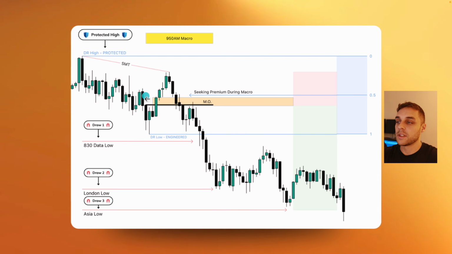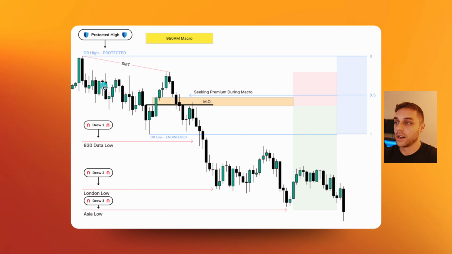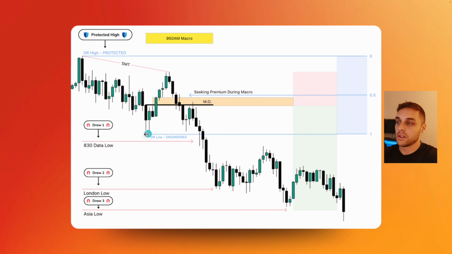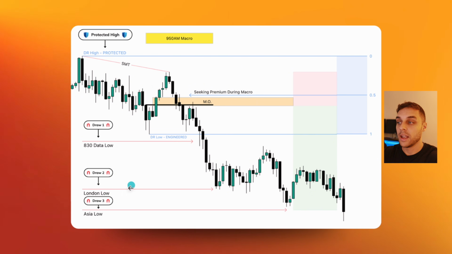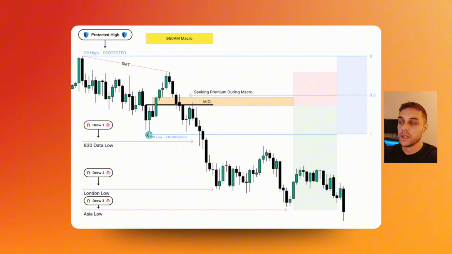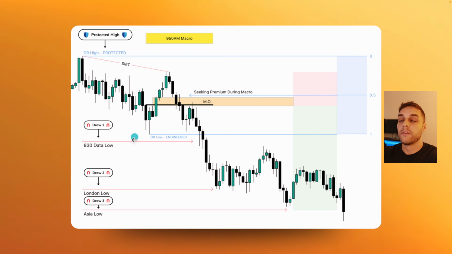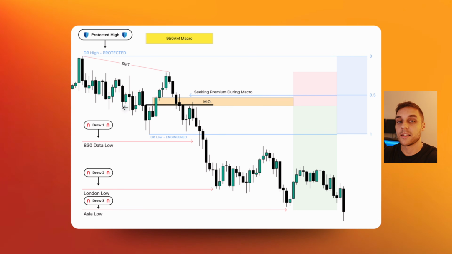And you're looking at the opposing side of the range. This is a smaller dealing range. This little leg right here, you kind of had a choppy open. You can see this is the 950 macro. But look what this dealing range low is falling short of. A data low, which is a very strong draw on liquidity. A London low, an Asia low. 4 magnets for price here. I know I have 3, but also, technically the dealing range low. 4 magnets for price for us to aim towards with a protected high above because of that SMT.